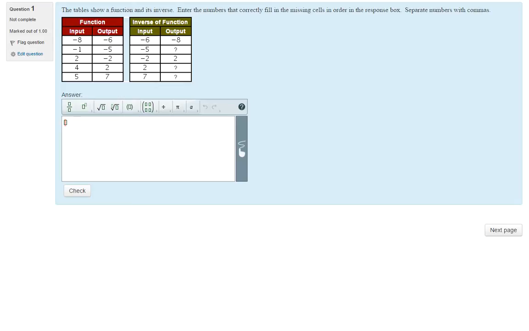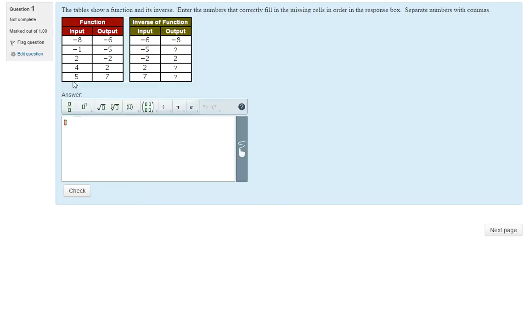Okay, I'm going to do another quick little video solution here to Module 1, Lesson 4, Review, Part 1. Here we're showing two tables, a function and its inverse. We're supposed to just enter the missing numbers in order. I'm just going to do one of these because they're all pretty much the same. There are several problems like this on the assignment.